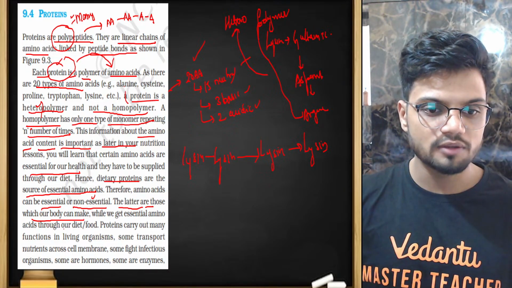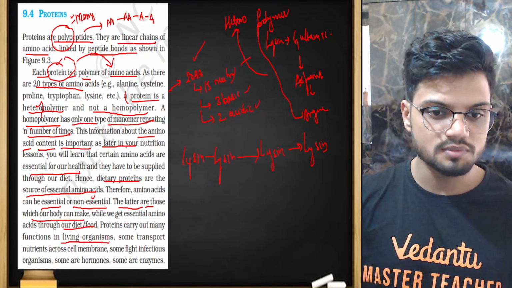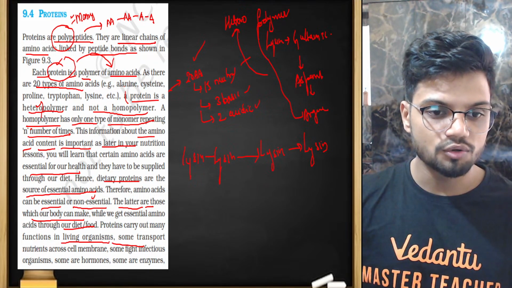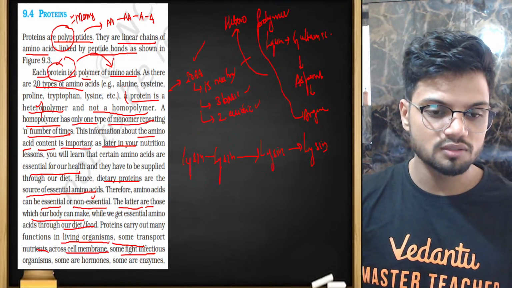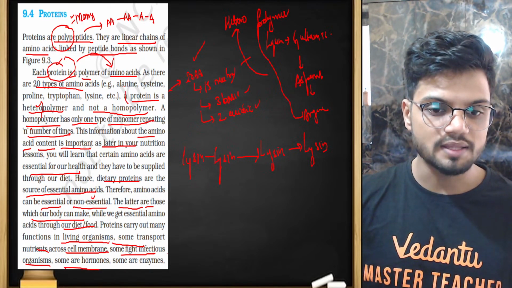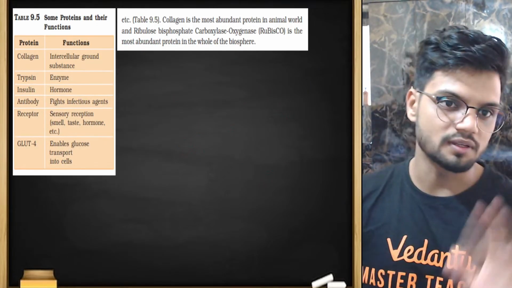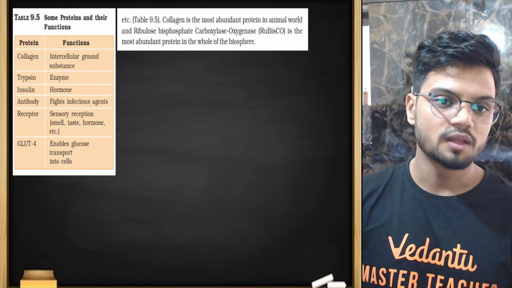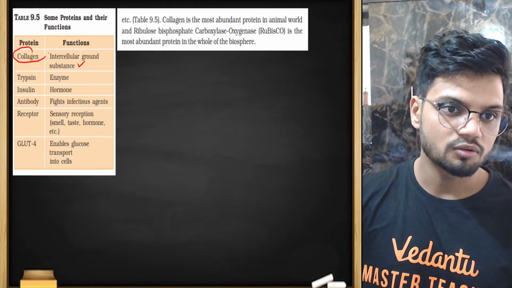While we get essential amino acids through our diet and food, proteins carry out many functions in living organisms. Some transport important nutrients across the membrane, some fight infection, some are hormones and some are enzymes. Basically, the different functions of proteins are given here. Some proteins can become intercellular ground substance, collagen.